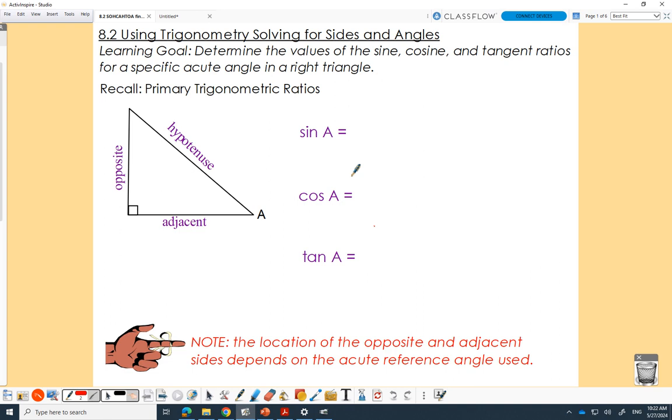Here we go. Determine the values of sine, cosine, and tangent ratios for specific acute angles in right-angled triangles, and solve all right-angled triangles, stuff we couldn't do before today. Your skills were limited, actually. You needed 2 angles, or you needed 2 sides. Today, we will not need that much.